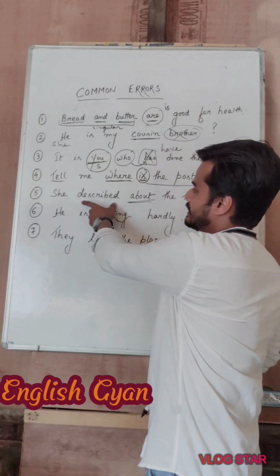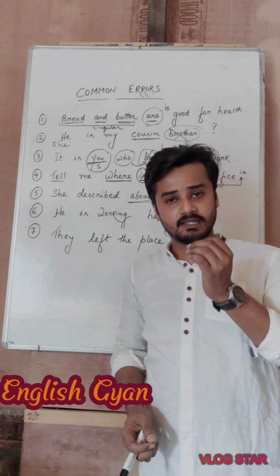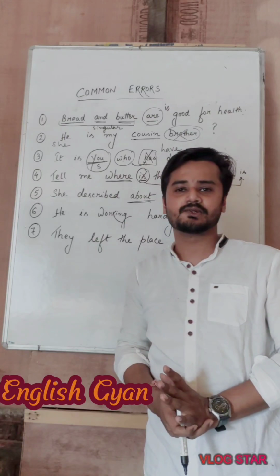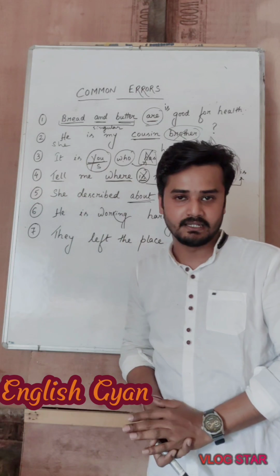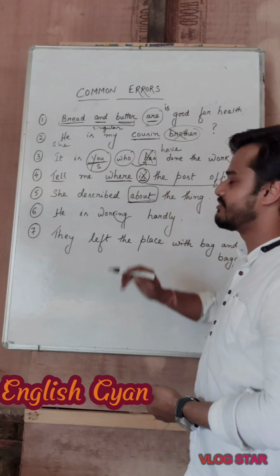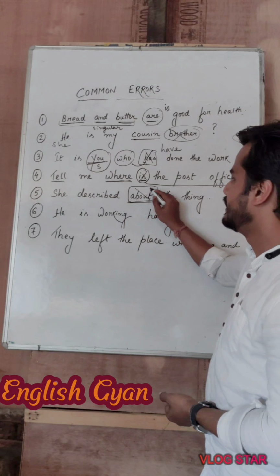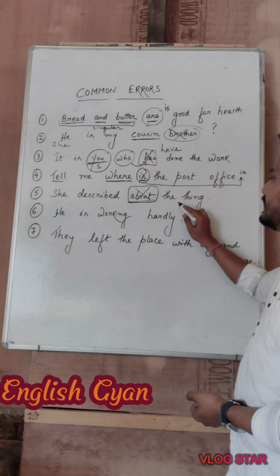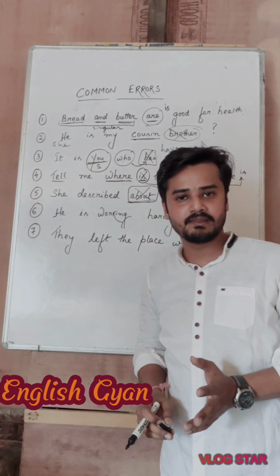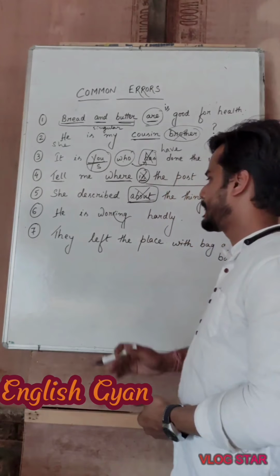We have used the word described here, and the word describe itself means to tell about something. So we never use this word about after the word describe. So the correct sentence will be, she described the thing. So we must remember that we never use about after describe.